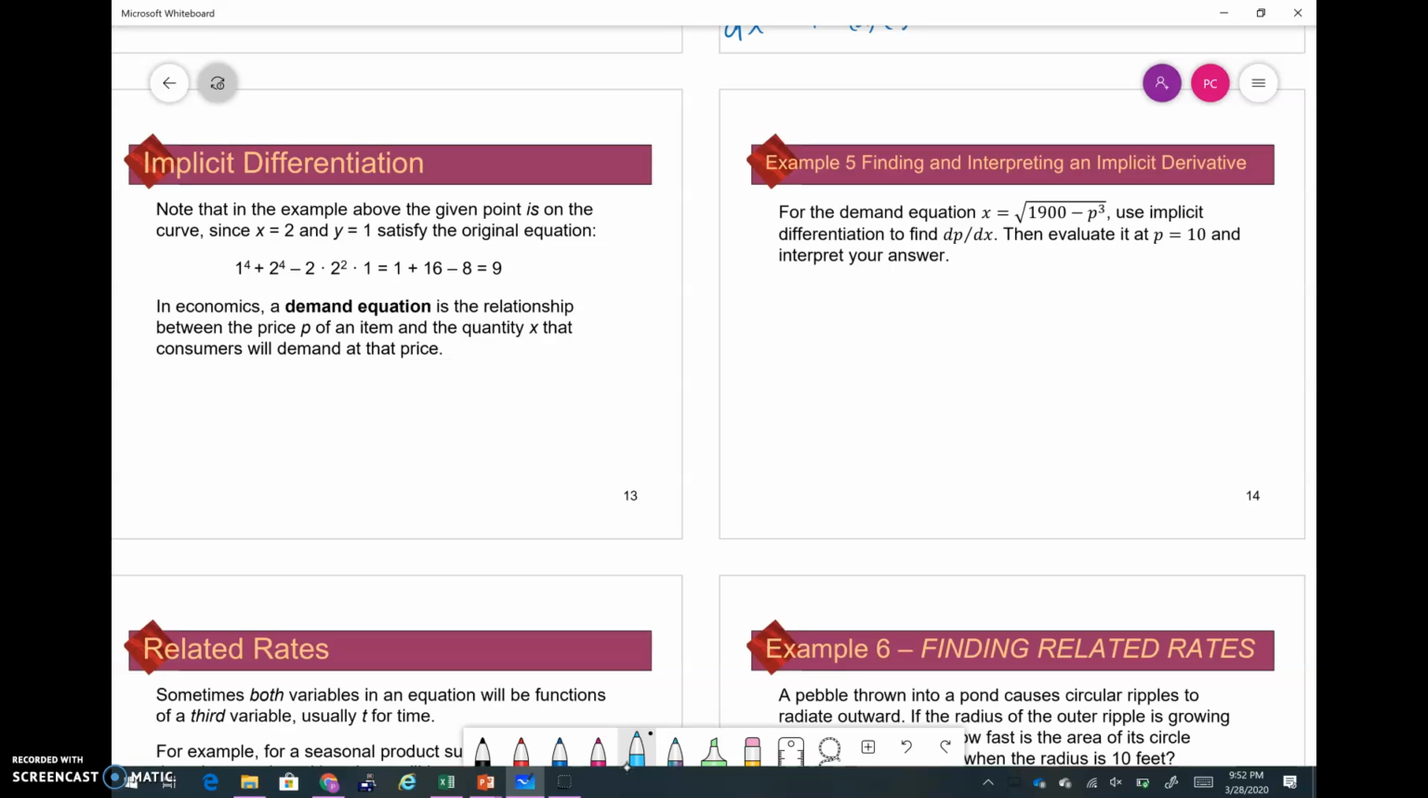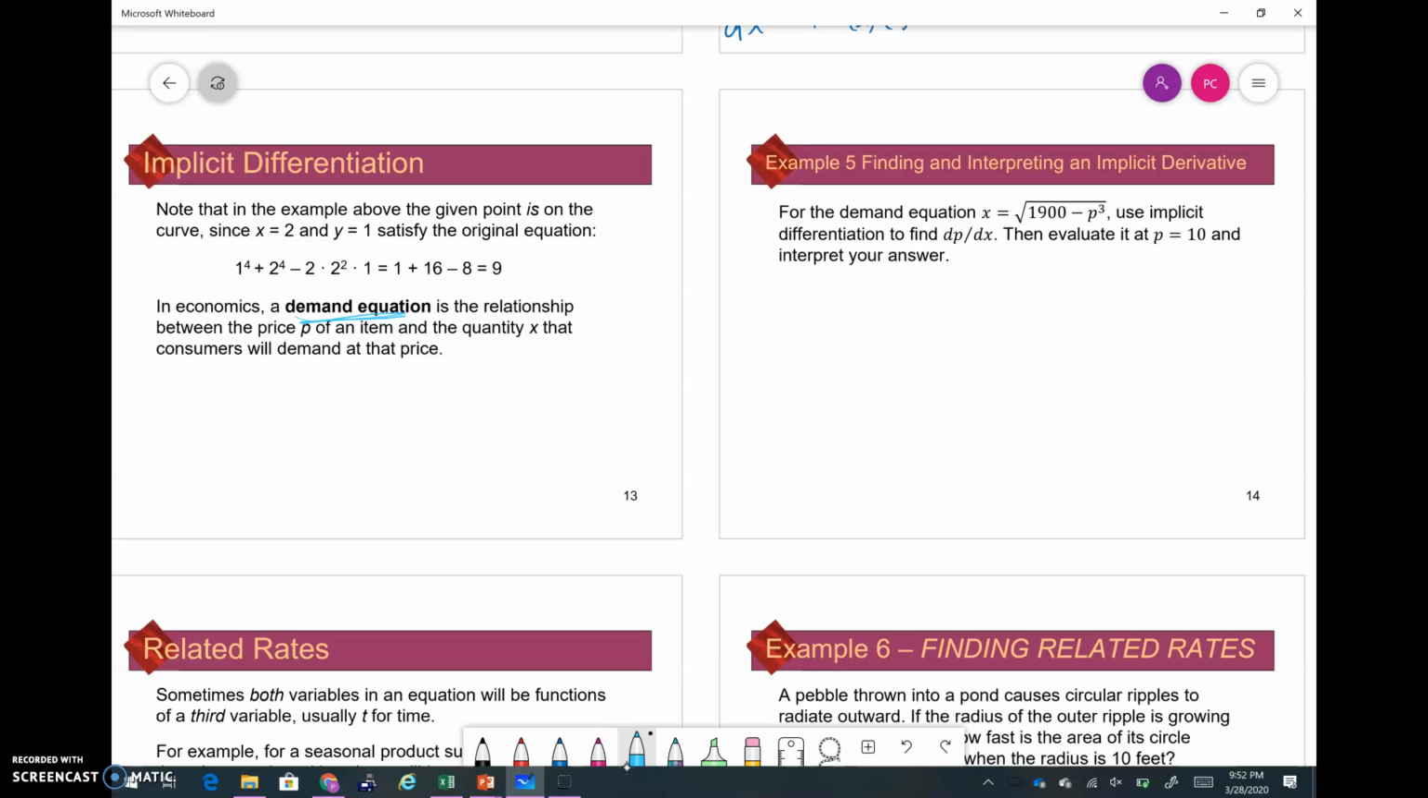So in economics, a demand equation is the relationship between the price of an item and the quantity x that consumers will demand at that price. All right? So when we're dealing with a demand equation, we're going to have problems where it's easier to use implicit differentiation to solve the problems than using another option.